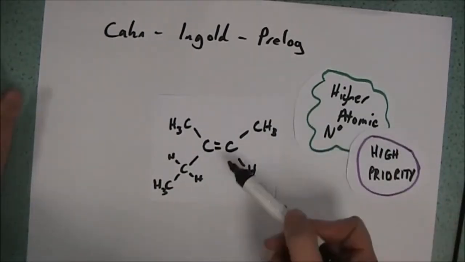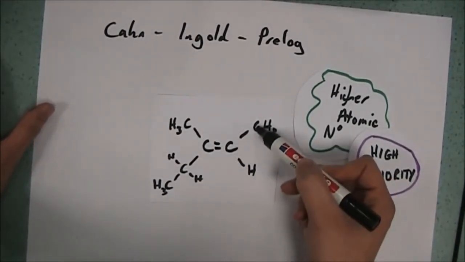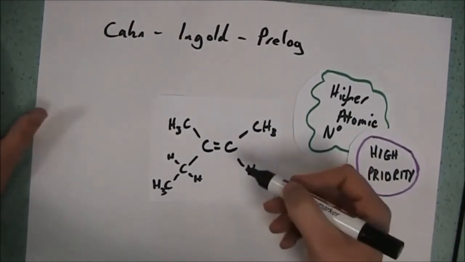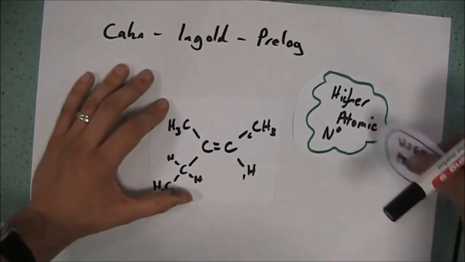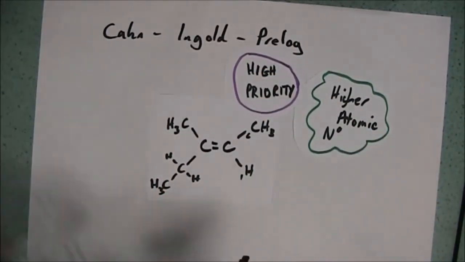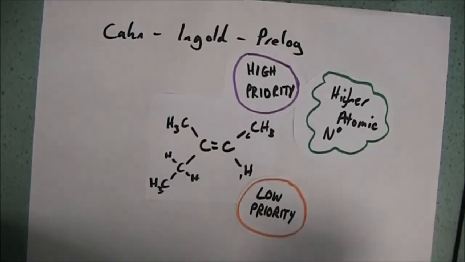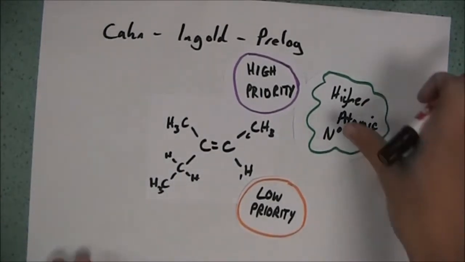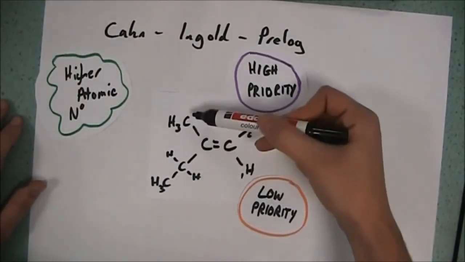Okay, so if we look at the first carbon atom, we have a bond to a carbon and we have a bond to a hydrogen. Hydrogen has an atomic number of 1, carbon has an atomic number of 6, therefore we have the high priority with the CH3 as it's got a higher atomic number, and we have the low priority where the hydrogen is, because it's only got an atomic number of 1. On the other side, we're looking for a higher atomic number, but actually carbon and carbon are both 6.